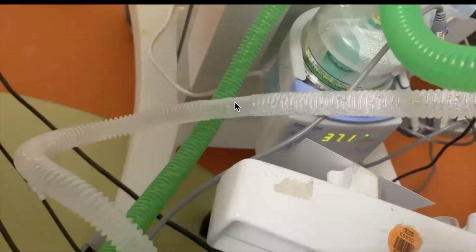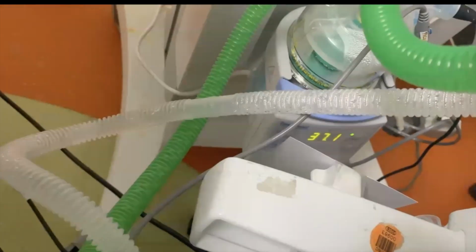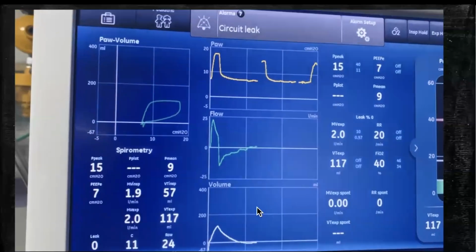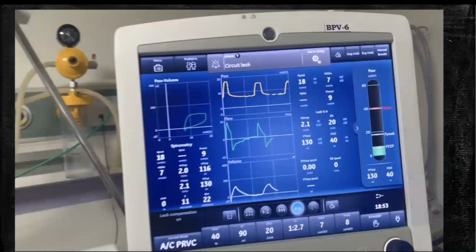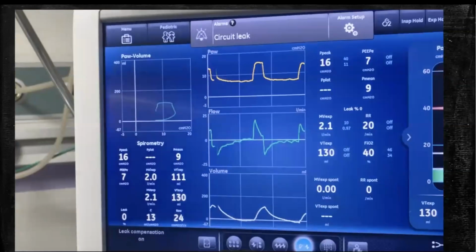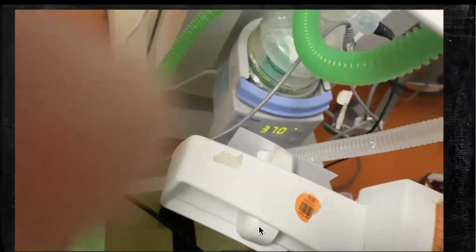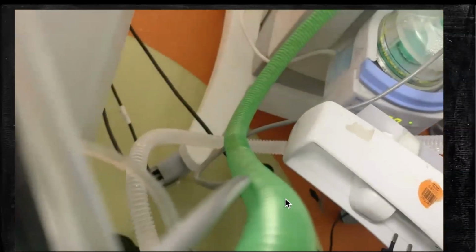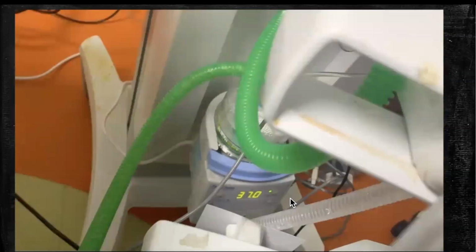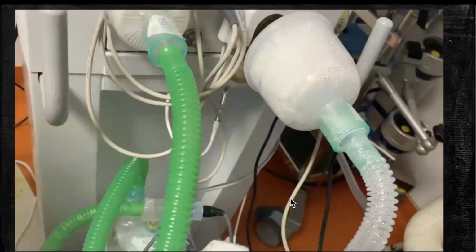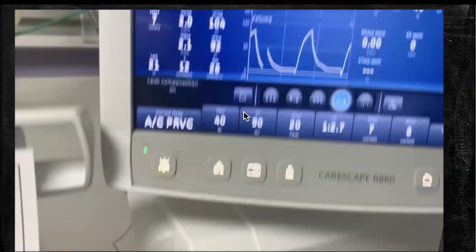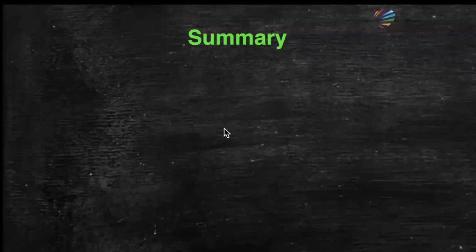So as you can see here, there is so much water condensation, and this problem is solved in the same patient as soon as we removed all the water from the circuit. So as you see, we removed the water condensation, problem solved. So we can use pulmonary graphics to diagnose so many problems, to assess the response to treatment, and to troubleshoot so many issues.